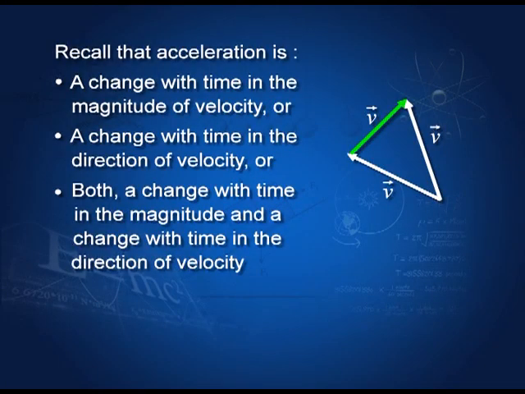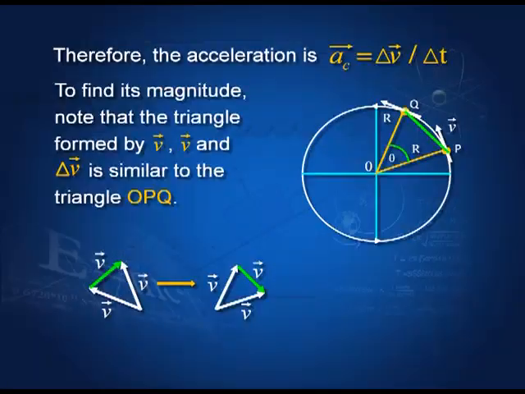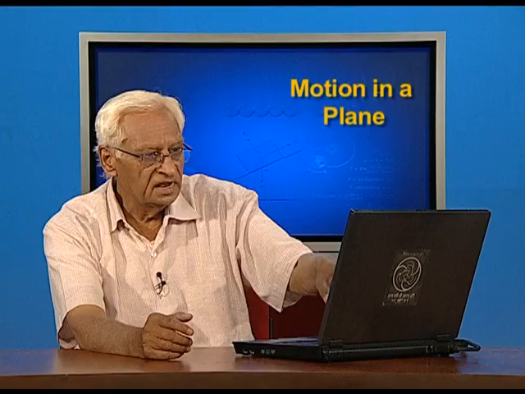How do you find the magnitude of this acceleration? The magnitude of the acceleration is obviously the change in velocity delta v divided by the time taken, that is delta t. So, we shall find delta v by delta t. How do you find that? We compare this triangle OPQ with this triangle formed by velocity v and change in velocity delta v. These two triangles are similar. Just to show you that they are really similar, I have rotated this triangle so that it is in the same direction as this triangle. So, you can see now that these two triangles are really similar.